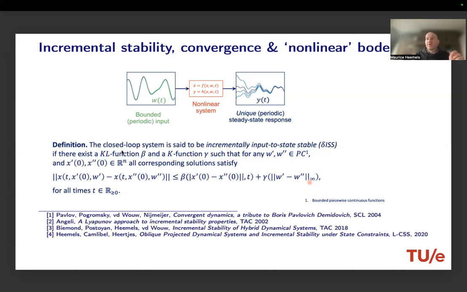And if they're not equal, a certain term remains that is related to the size of the difference in W prime and W double prime. If you can prove this condition, we also know that a periodic input on the system gives me a unique steady state output of the same period.